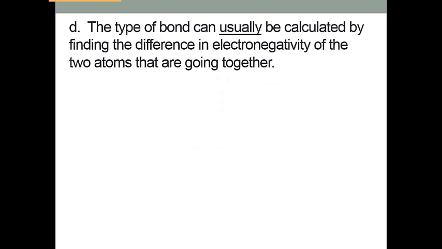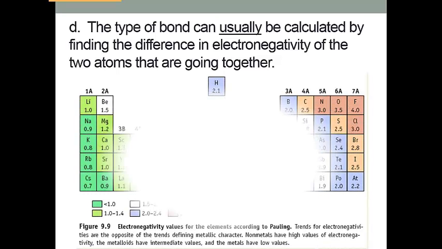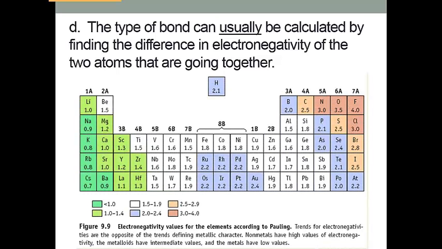Now, the type of bond that we have, whether it's ionic or covalent, and that's actually 2 types of covalent, we can determine this by an electronegativity chart. So we looked at electronegativity at the very end of our periodic table notes. I said we're going to come back to it again.